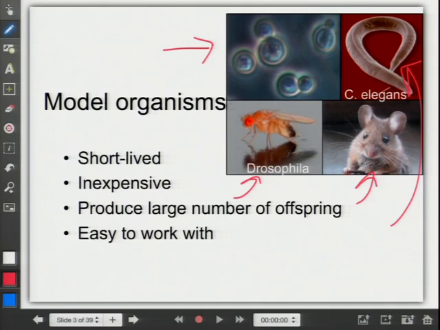And so we wouldn't use mice to do our first experiments on genetics or first experiments with drugs, right? But they are a really good model system to go to before we go to clinical trials to make sure everything's safe and it looks like it's going to do something good.